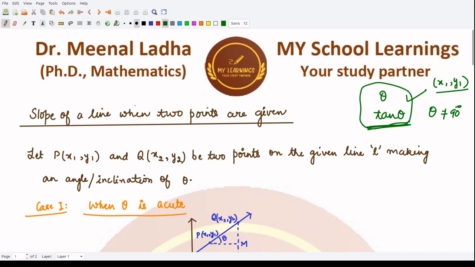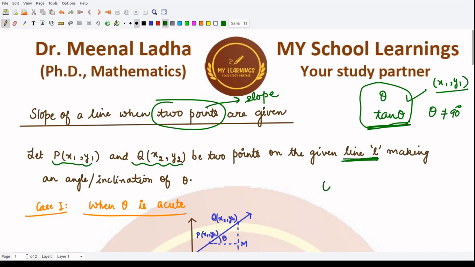Now here we have 2 points. Using these 2 points, are we able to calculate the slope? Because if you know the slope and one point is known to you, then you can directly have knowledge about your equation of the straight line. So here we have these 2 points, which are given on some line L, which makes an angle of theta degrees.